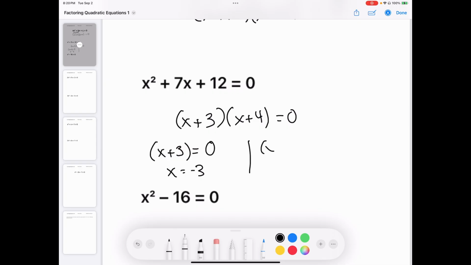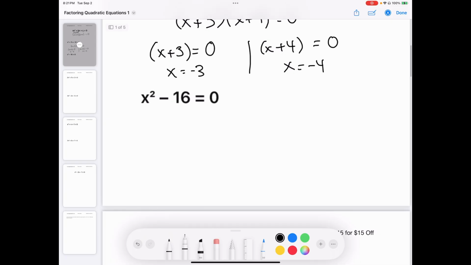Now for the other binomial, we have x plus 4 equals 0. Similarly, we subtract 4 on both sides to isolate the x, and that gives us x equals -4. So those are our two solutions. We could use the quadratic formula to solve this, but as you can see, factoring in this case is way quicker.